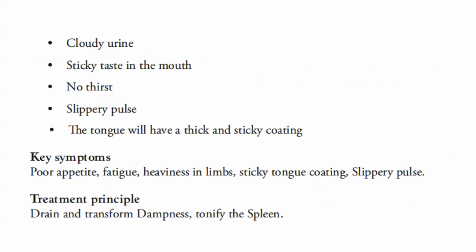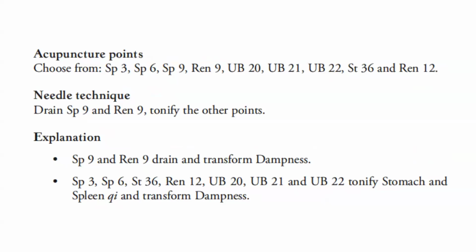For the treatment principle, we drain and transform dampness and tonify the spleen. The acupuncture points can be chosen from Spleen 3, Spleen 6, Spleen 9, Ren 9, UB 20, UB 21, UB 22, Stomach 36, and Ren 12. Needling technique is to drain Spleen 9 and Ren 9 and tonify the other points.